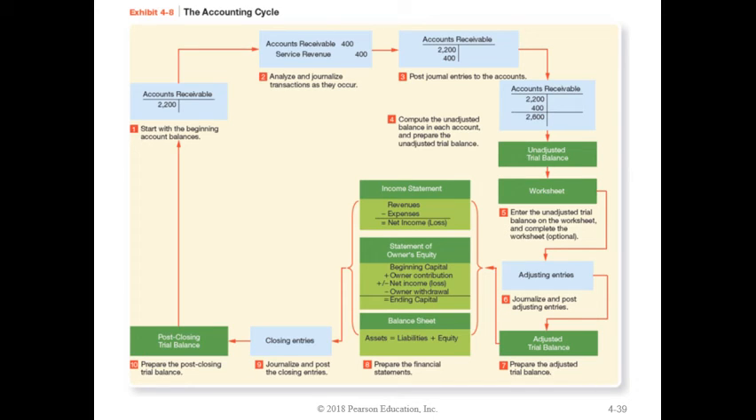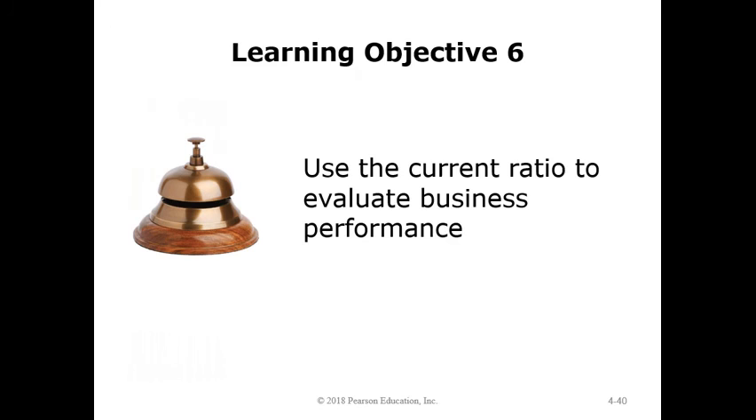trial balance, and from there we can create our 3 financial statements, the income statement, the statement of owner's equity, and the balance sheet. Then we perform our closing entries and then our post-closing trial balance. And note that this is a circular cycle, so we will repeat this every single accounting period and it will just flow right into the next.